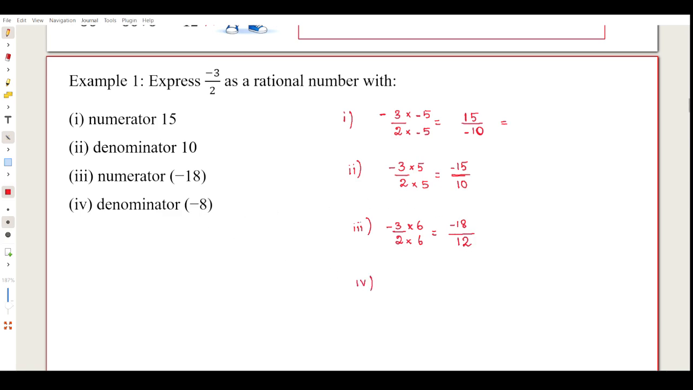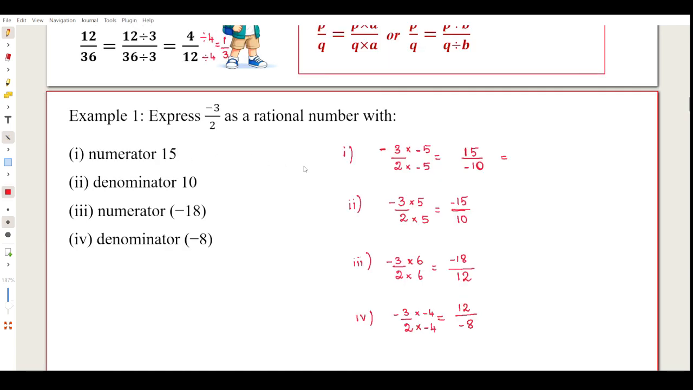Now the fourth question is the denominator minus 8. So minus 3 by 2 should have the denominator minus 8. 2 into what will I get minus 8? 2 into minus 4 is minus 8. So the same minus 4 I should multiply with the numerator. Minus into minus becomes plus. 3 fours are 12. So this is how we can finish this example.